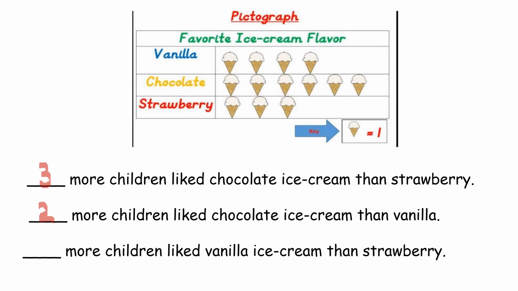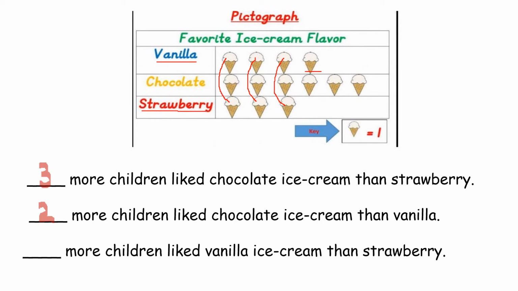Now, as we continue, how many more children like vanilla ice cream than strawberry? So we are going to look at the vanilla ice cream and strawberry ice cream, and we are going to match. We are going to match the vanilla with the strawberry. So we are matching. This will go with this. This one will go with this one. So how many more vanilla do we have? We have 1 more, because we have no more strawberry ice creams to match. So we remain with 1 vanilla.